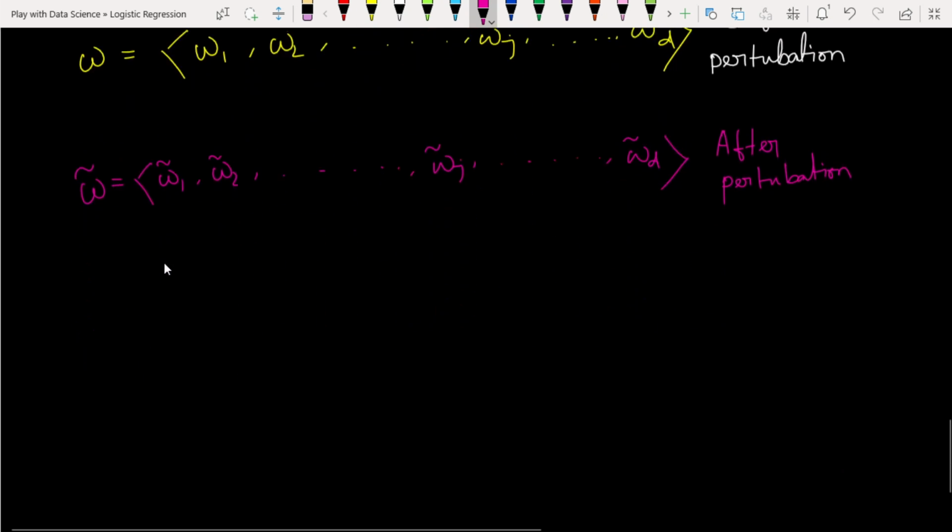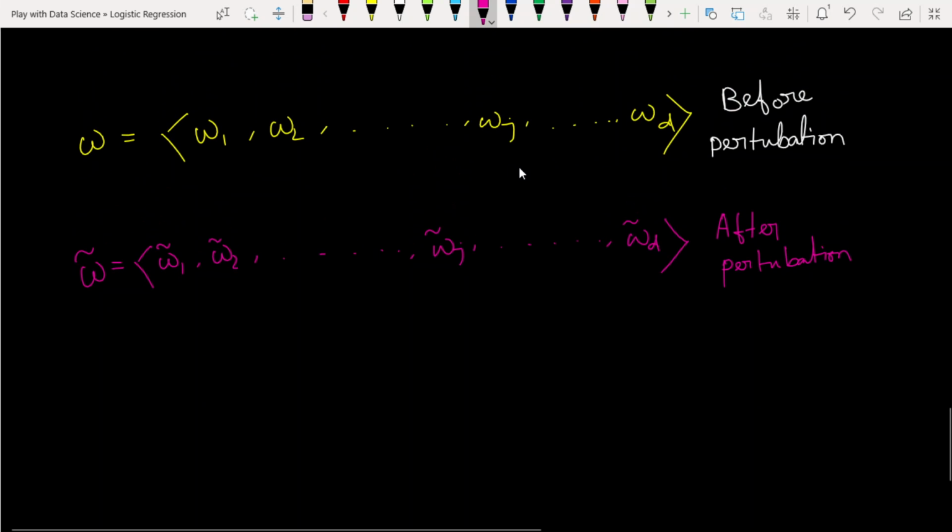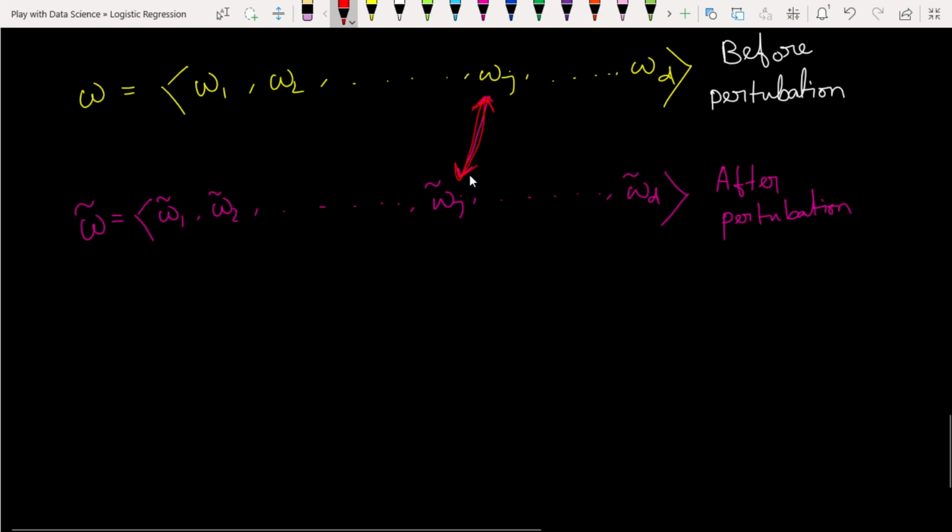If we see that wj and wj tilde, these two numbers, differ significantly, then we can conclude that our features are collinear. If both are similar, approximately equal, then we can conclude that our features are not collinear, they are independent. Let's write down the concept.